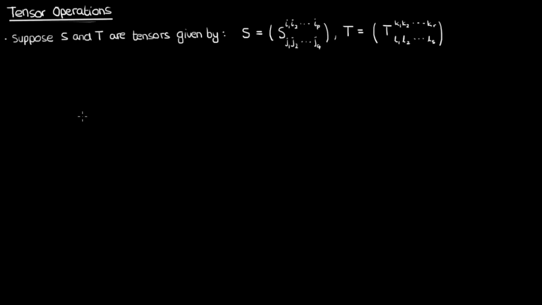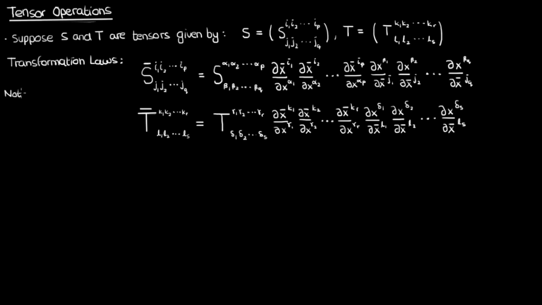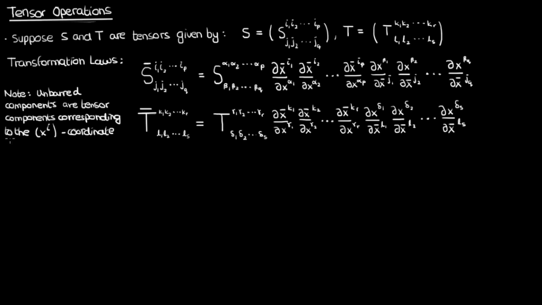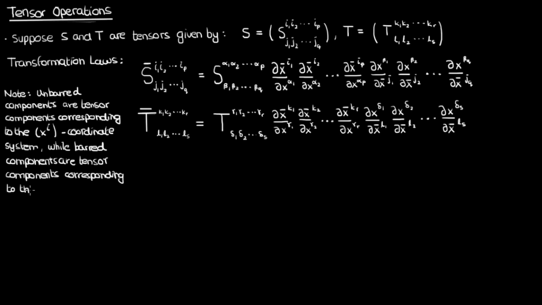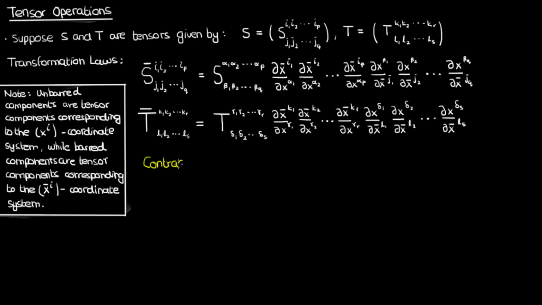The tensor S has a contravariant rank of P, so it has P indices in the superscript, and it has a covariant rank of Q, so it has Q indices in the subscript. On the other hand, the tensor T has a contravariant rank of R and a covariant rank of S. By the definition of the tensor we covered in the previous video, these are what the transformation laws for S and T look like. Note that the unbarred components are the tensor components in the unbarred coordinate system, and the barred components are the tensor components we get after doing a coordinate transformation to go to the barred coordinate system, xi bar. The first operation we'll cover in this video is the contraction.